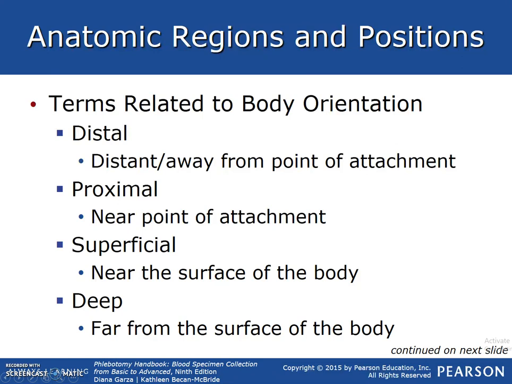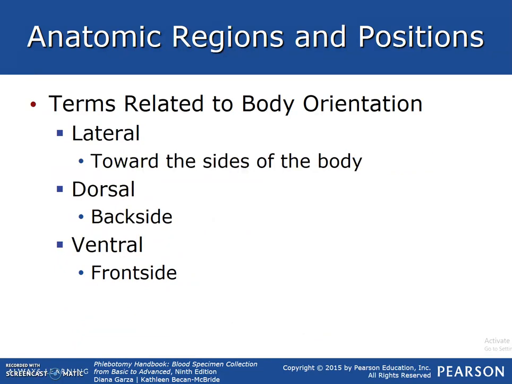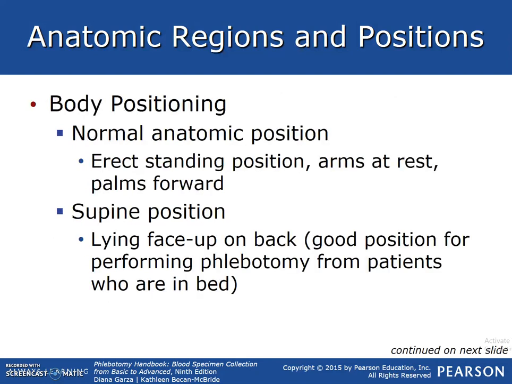Terms related to body orientation. So there's distal. Distal is away from the point of attachment. Proximal is near the point of attachment. Superficial is near the surface of the body, and deep is far from the surface of the body. Lateral is toward the sides of the body. Dorsal is our back side, ventral is our front side.